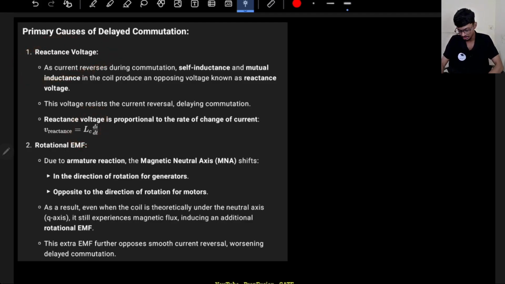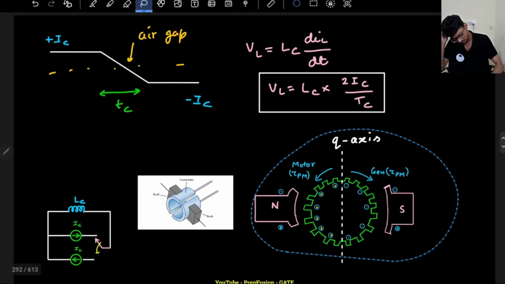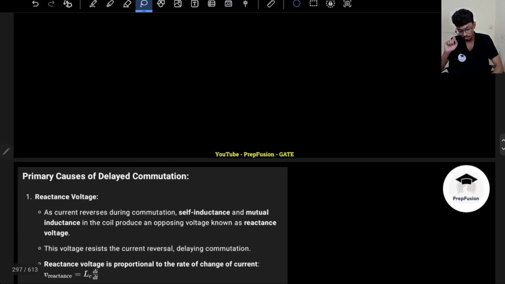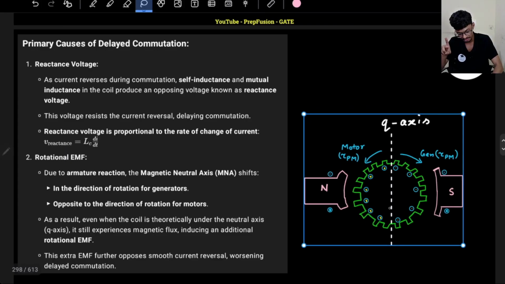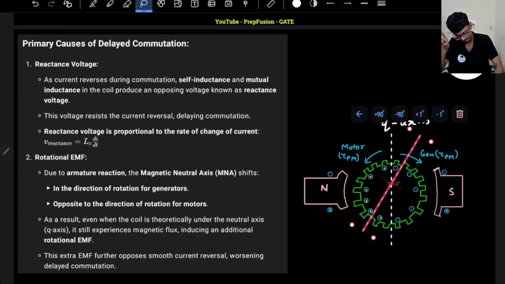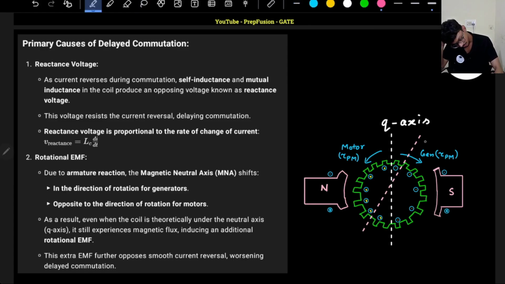Another kind of thing is known as rotational EMF. Due to armature reaction, the magnetic neutral axis shifts. Previously wherever the MNA was, due to armature reaction we know the MNA shifts. If the MNA shifts, then the zero crossing of the current also shifts, which we have discussed previously. So the MNA will now be somewhere here. This will be the MNA. So the MNA has shifted.